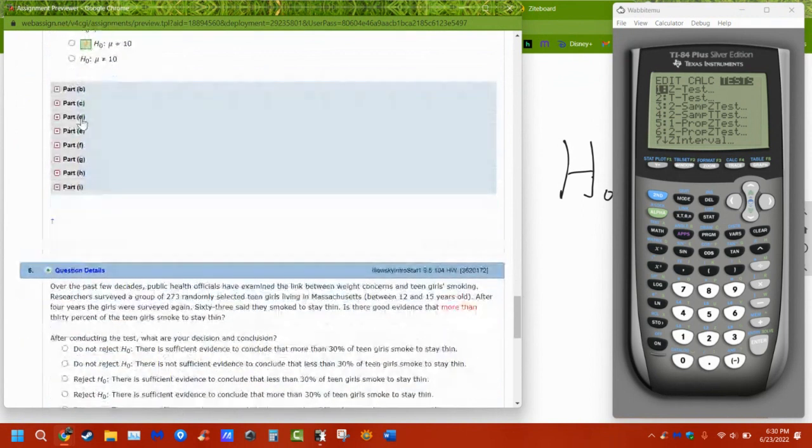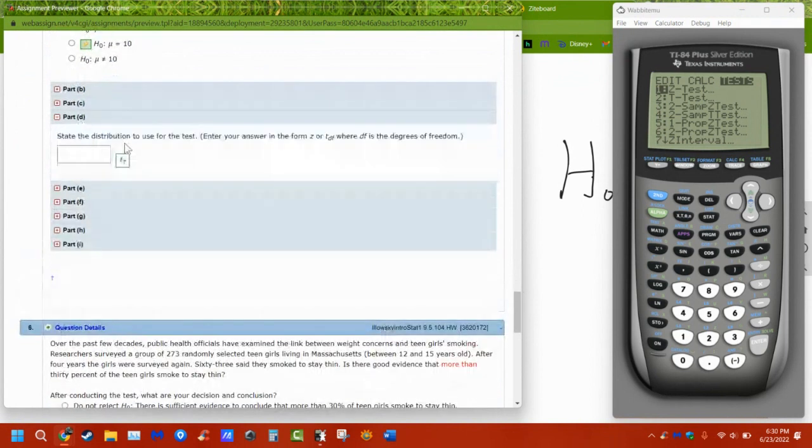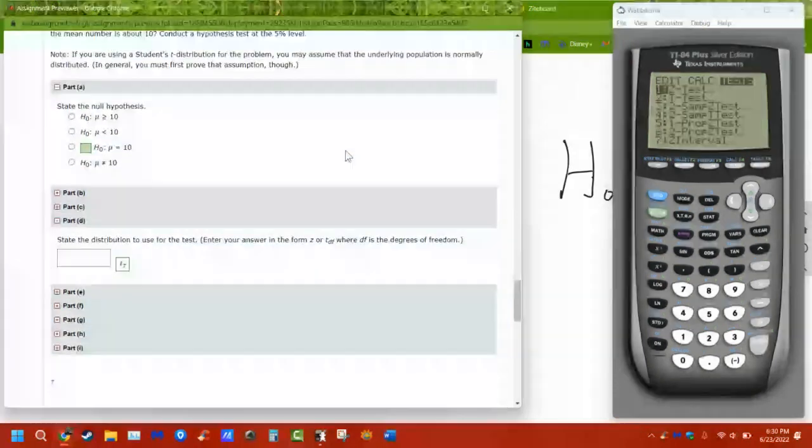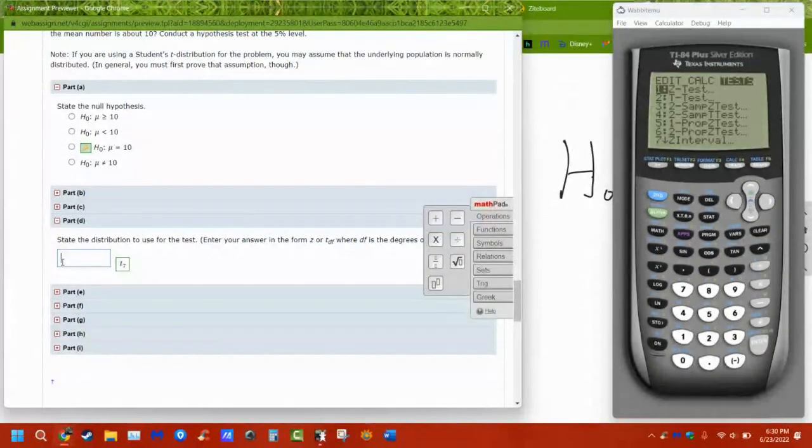What does X bar mean? What is the test statistic? Again, lowercase t, not an uppercase T, and then sub it.